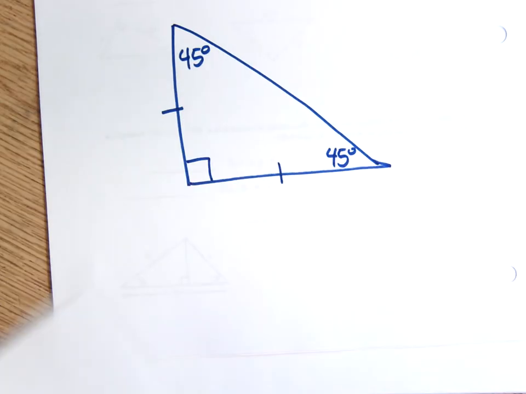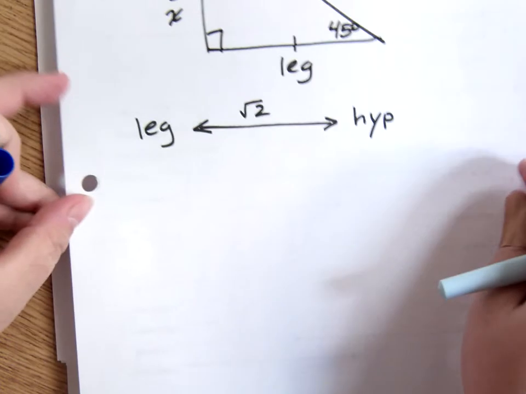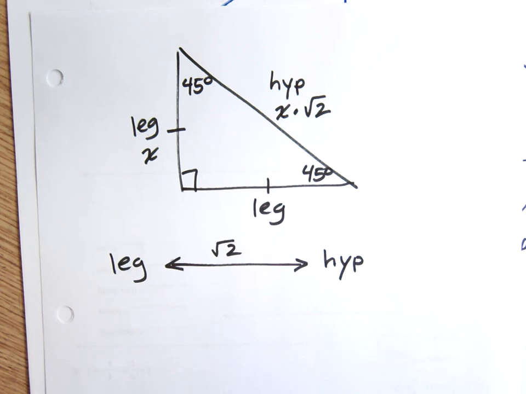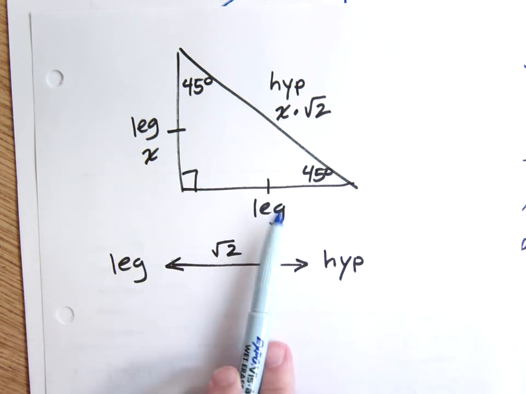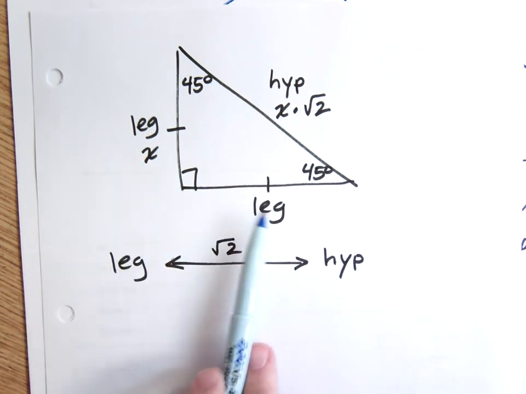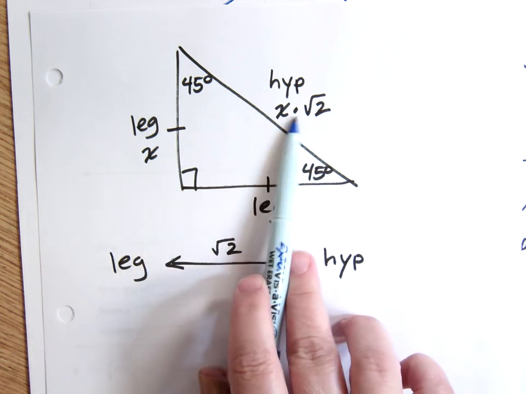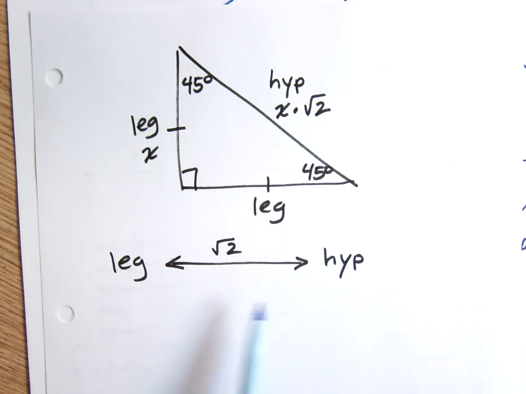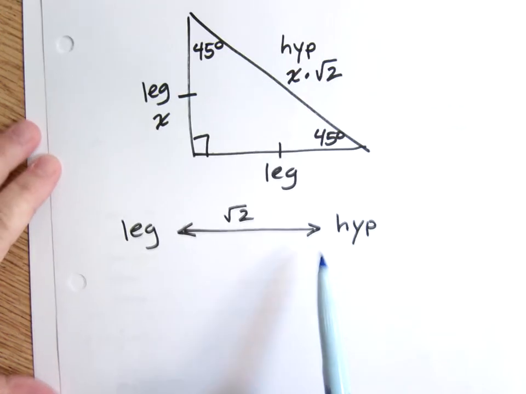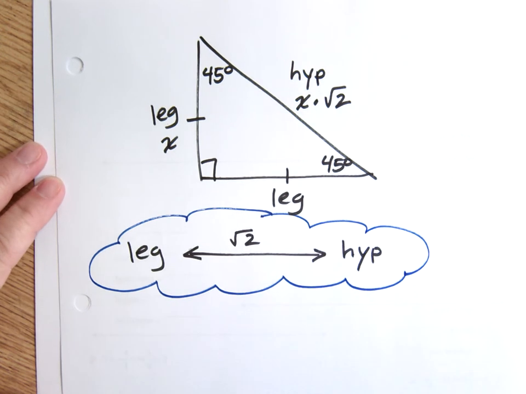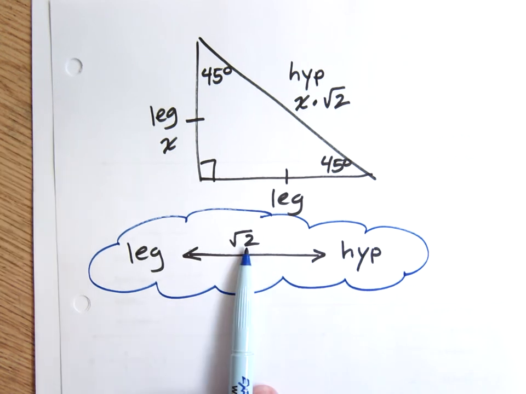Okay, so let's do some examples with 45, 45, 90. So let's just talk about this again. Here's the sort of official picture you might want to copy down. The two legs of a 45, 45, 90 are always going to be the same. The hypotenuse is always whatever the leg length is, so I called it x, times square root of 2. So the special number, the number that sort of signifies the relationship between the legs and the hypotenuse of a 45, 45, 90 is square root of 2.